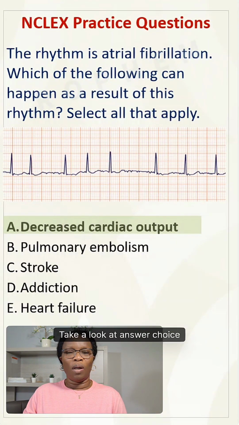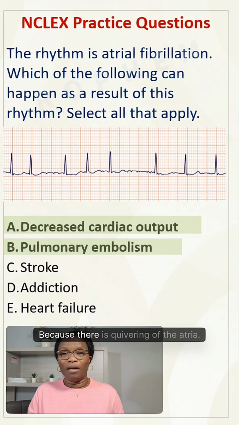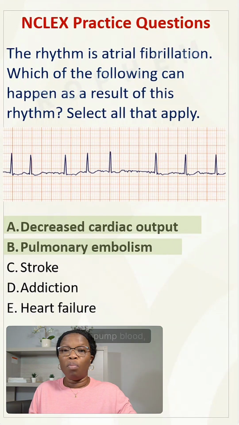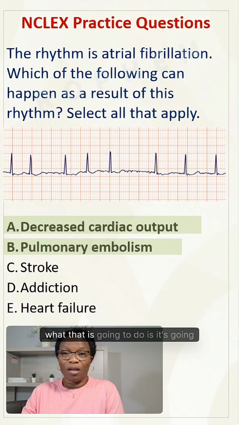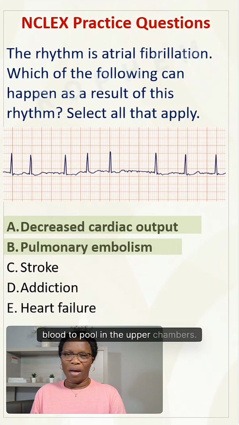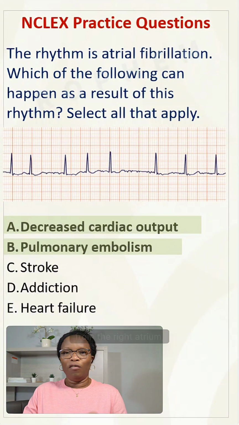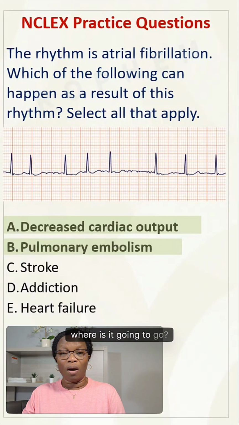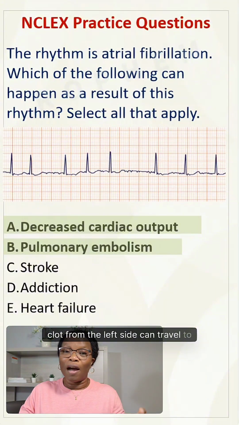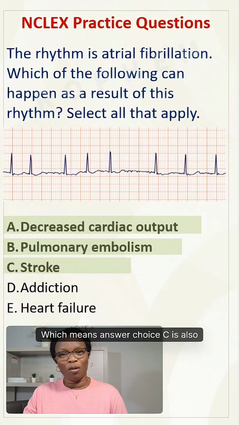Take a look at answer choice B. B is also correct, pulmonary embolism, because there is quivering of the atria rather than effectively contracting to pump blood. What that is going to do is allow blood to pool in the upper chambers. That will result in formation of clots. When the clots break from the right atrium, where is it going to go? It can cause pulmonary embolus, and the clot from the left side can travel to the brain, resulting in a stroke, which means answer choice C is also correct.